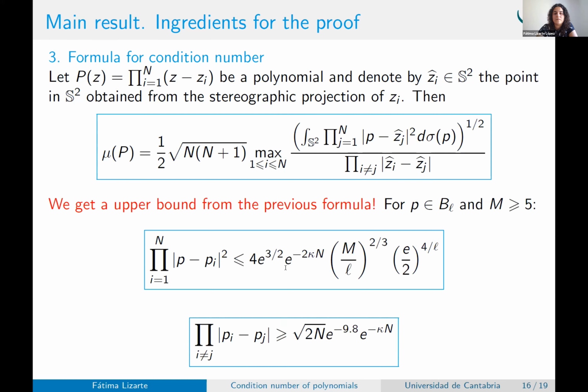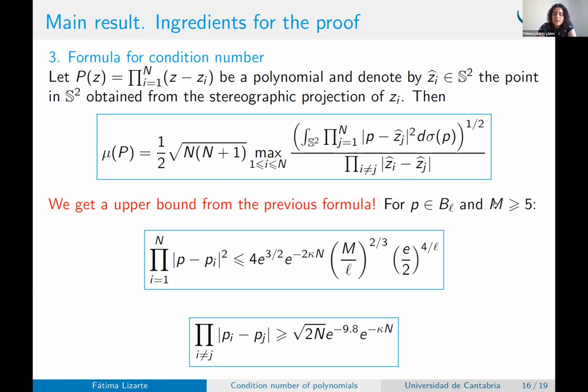The first one is an upper bound for the numerator, and the second is an upper bound for the denominator. To prove these two results, we have done an in-depth study where we have used a wide variety of analytical tools. In fact, it is necessary to have quite a few previous results to come to them.